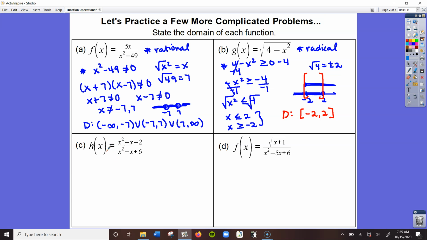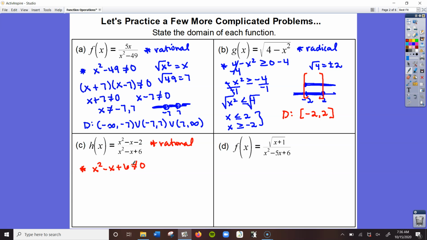Moving on to C, we have h of x. This is a rational function. And just like before with all rational functions, we take the denominator, x squared minus x plus 6, and you make it not equal to 0. Now you would try to factor. Now this one is a special case, and only because I already know what's going to happen.